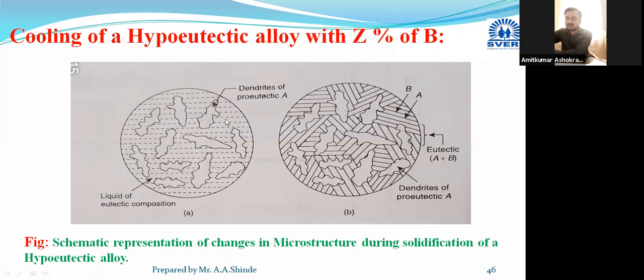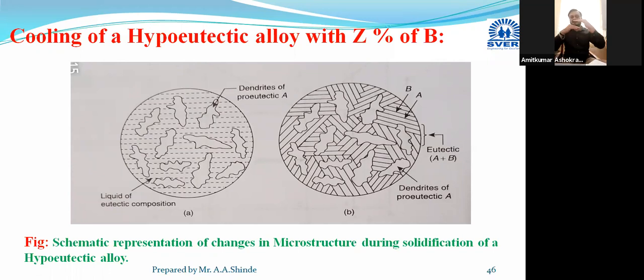Then this type of microstructure will be observed in region 2 to 3. In region 2 to 3, liquid and the remaining amount will be proeutectic A, dendrites of proeutectic A. Then in the next stage, 3 to 4, below point 3, this liquid gets transformed to a mixture of two solids, and that eutectic mixture will be in the form of layers.